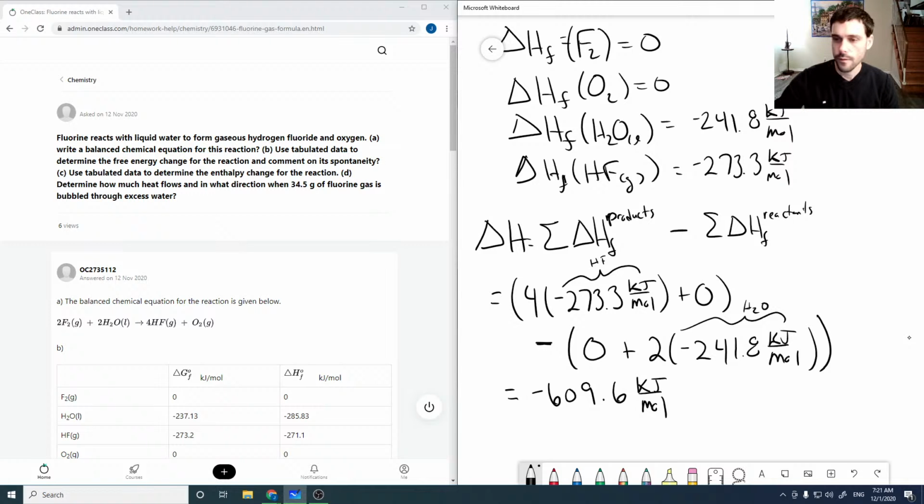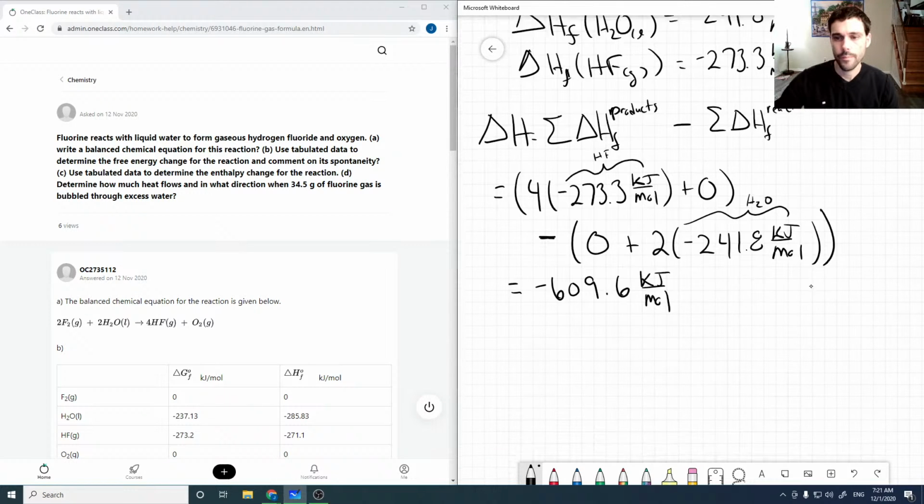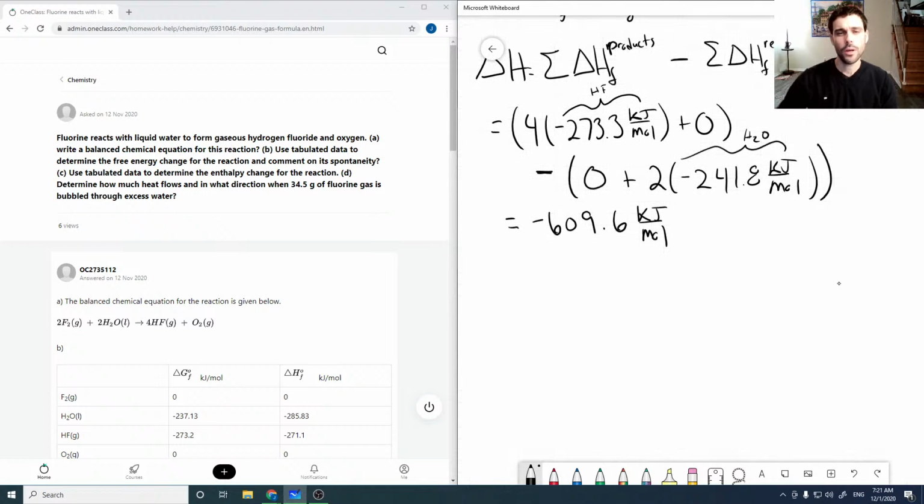Okay, and the last part of the question asks, determine how much heat flows and in what direction when we have a mass of fluorine gas of 34.5 grams. Okay, so to answer this, we need to solve for the moles of fluorine that this corresponds to.